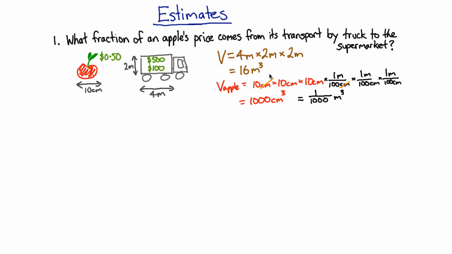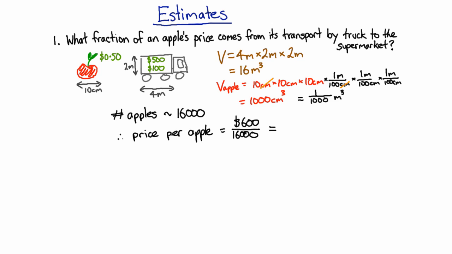Okay, so what we can see is we've got 16 cubic meters of truck and 1,000th of a cubic meter for an apple. So the number of apples that we can transport is about 16,000. And the price is about $600. And so the price per unit apple comes out to about 4 cents per apple if we round up. So what that tells us is in fact that the truck transport from the market to the supermarket is a fairly small fraction of an apple's price. And if I was to adjust these numbers, I might find it more accurately, but I don't have to worry too much. It's not like it's all coming from that truck.